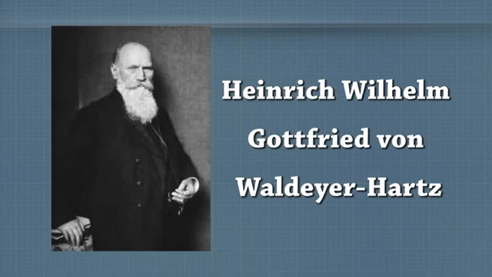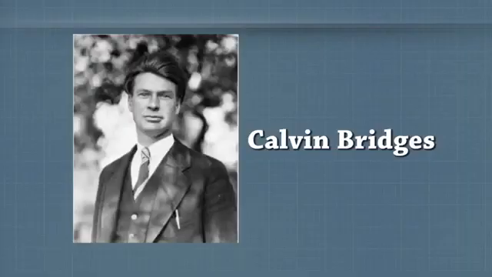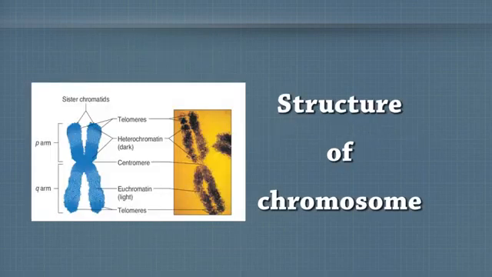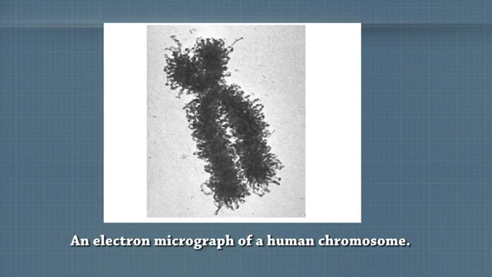In 1888, Waldeyer introduced the term chromosome for the colored bodies in the eukaryotic cell. In 1916, Calvin Bridges proved that chromosomes are the physical carriers of genes. It is made up of DNA and associated proteins. Each DNA molecule that constructs a linear chromosome must have a centromere, 2 telomeres and the replication origin.